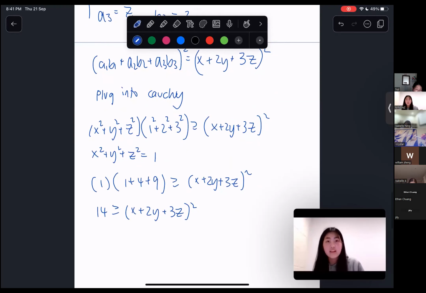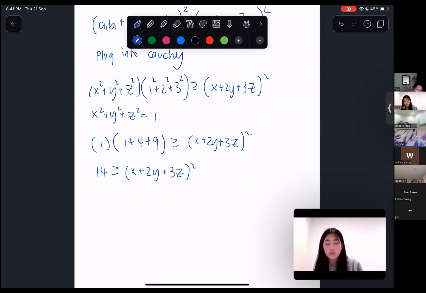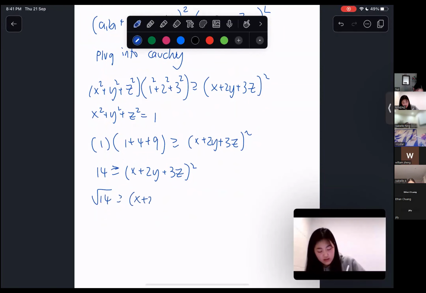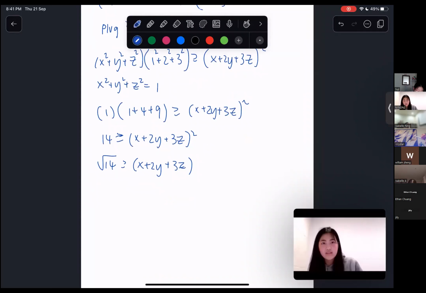Right? And then what do we want to do? We want to square root, right? We want to get rid of the power of 2, and then it gives us the square root of 14, right? And that gives us our minimum value, right? So, oh, sorry, my bad, maximum value.